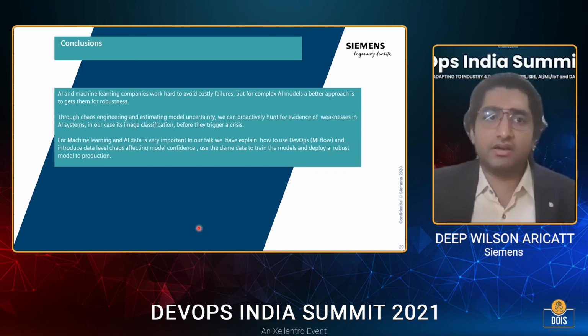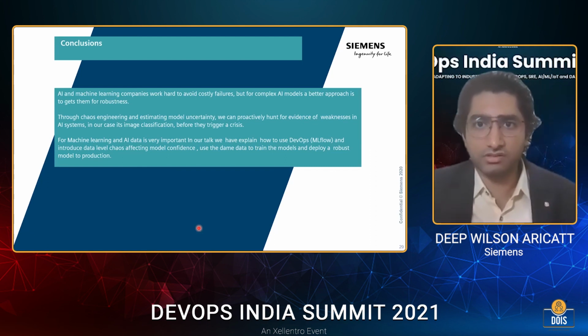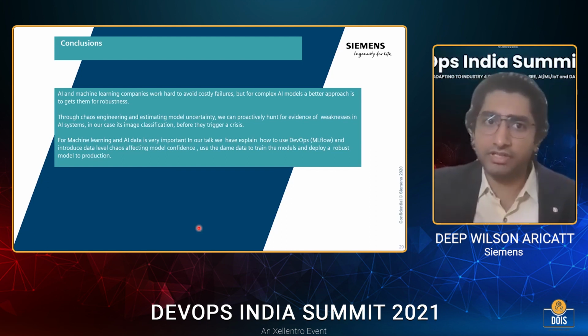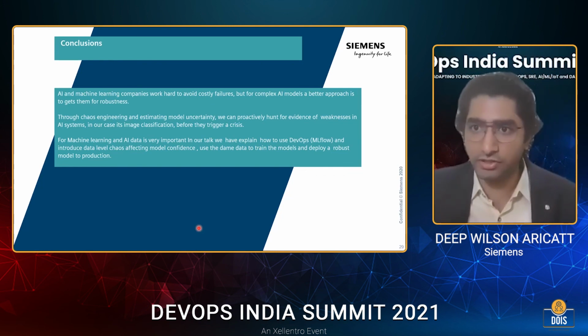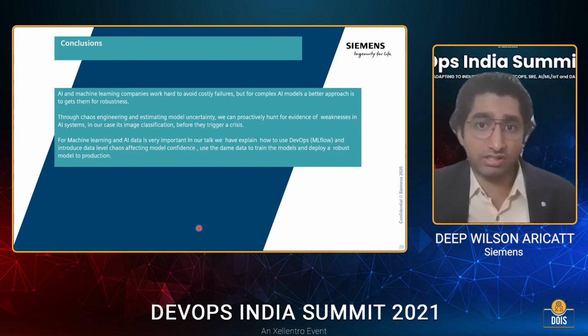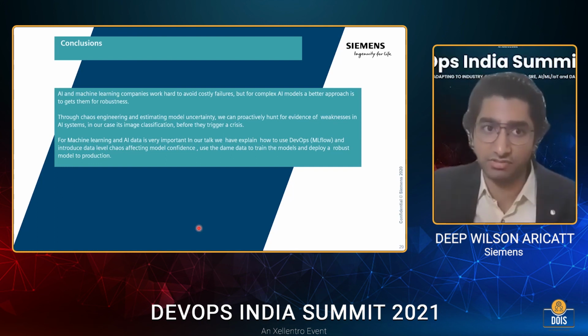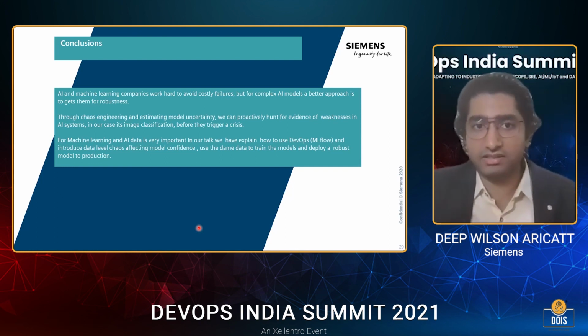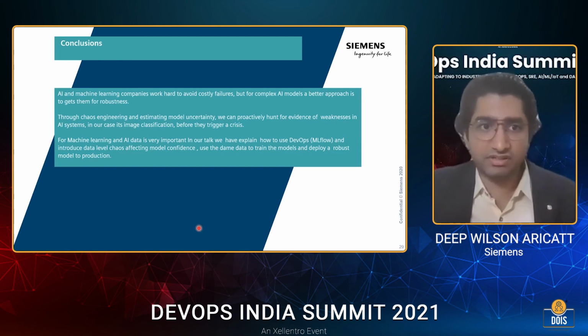So to conclude, as we know, AI and machine learning companies work very hard to avoid costly failures. But for complex AI models, a better approach is to ensure that you train them and make sure that you're dealing with the uncertainties that you think can come ahead in production. We use chaos engineering, and we estimate model uncertainty so that we can proactively hunt for such weaknesses in our AI systems. In our case, we had something like an image classification, and with all of this we can ensure that this happens before it triggers a crisis.